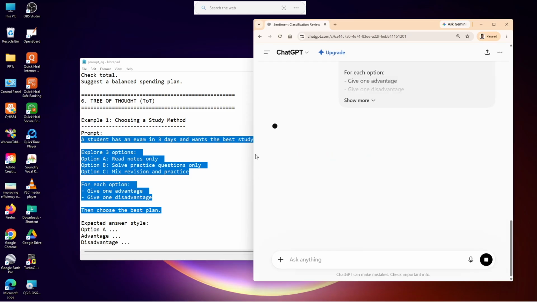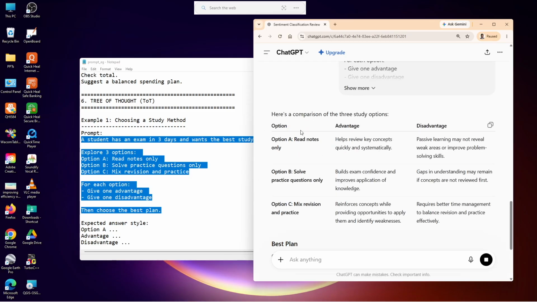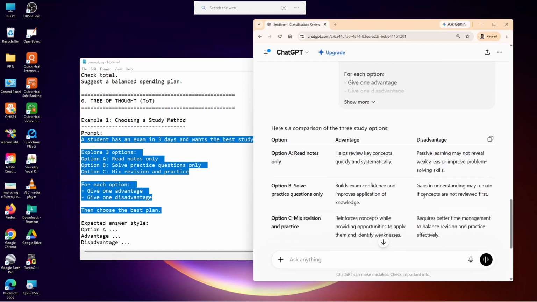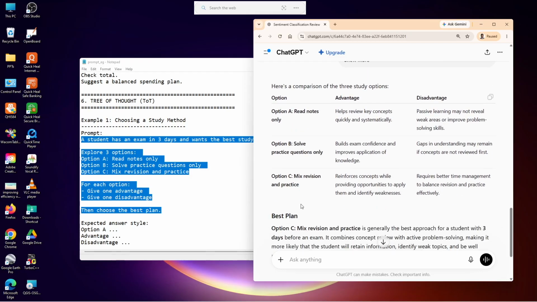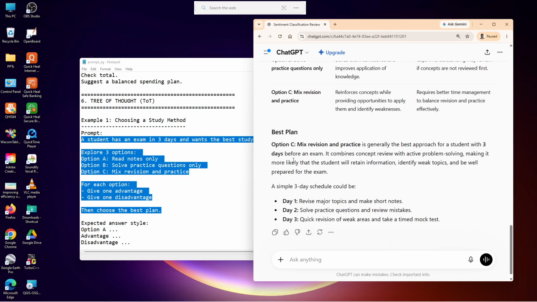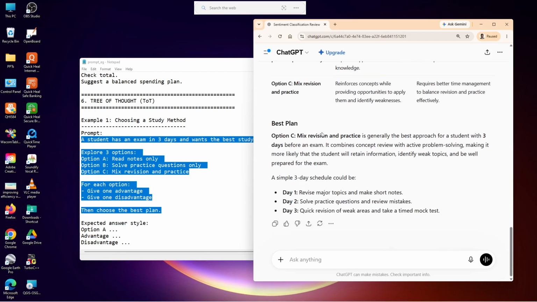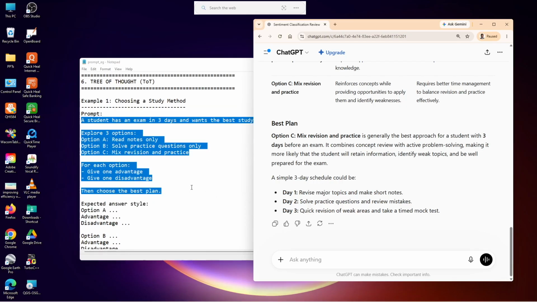Now, if we see the response, see how beautifully it gives a comparison of the 3 study options. Option A, read notes only, with advantage and disadvantage, and the same for each of the other options. Now, it also gives the best plan, option C, and it also gives the schedule, like what we needed.